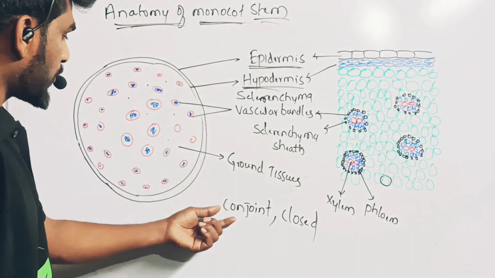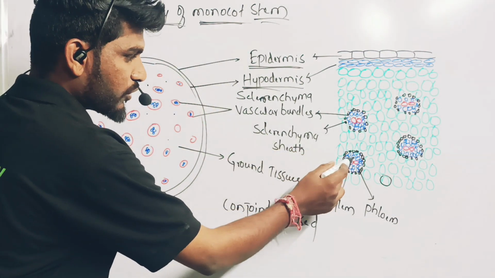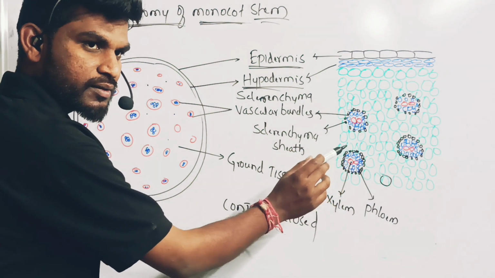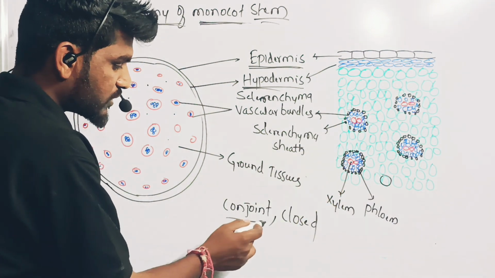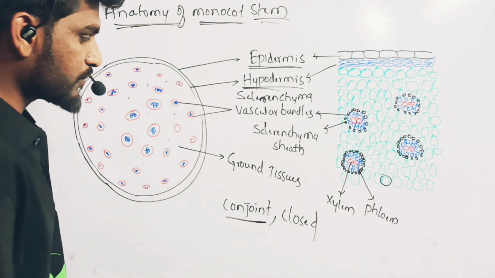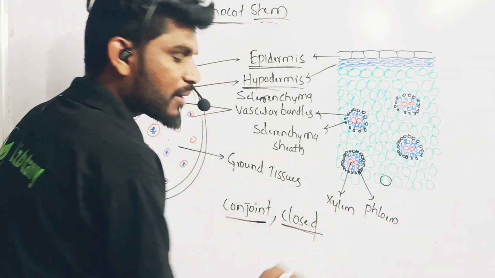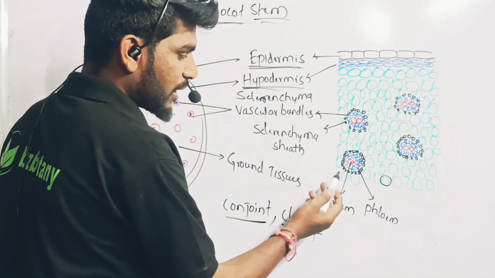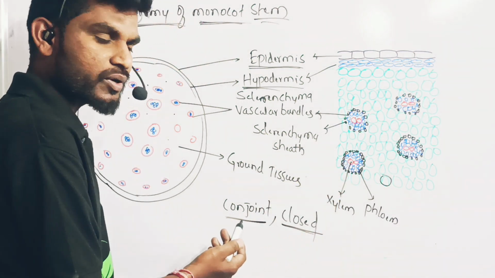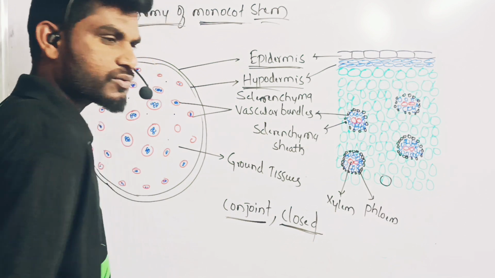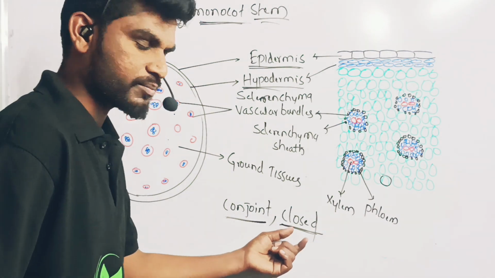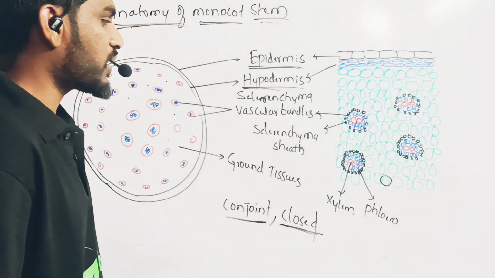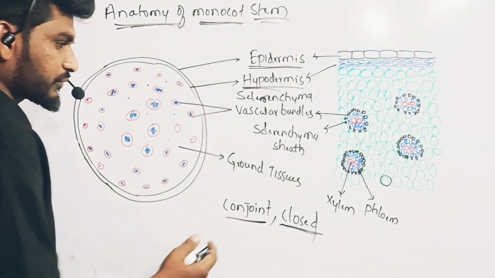Conjoint means both xylem and phloem are present together. Such an arrangement we call conjoint type of vascular bundles. Closed type means cambium is absent in between xylem and phloem. If cambium is absent in between xylem and phloem, such an arrangement of vascular bundles we call closed type of vascular bundles.